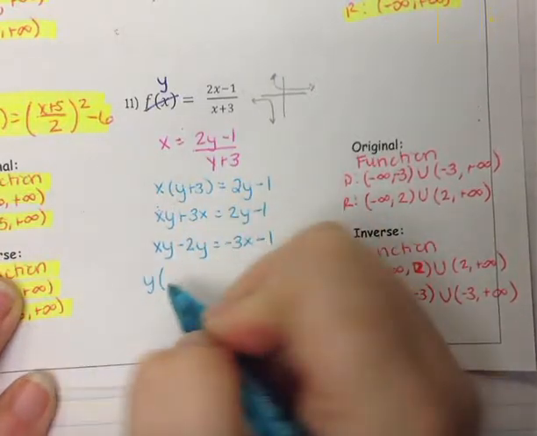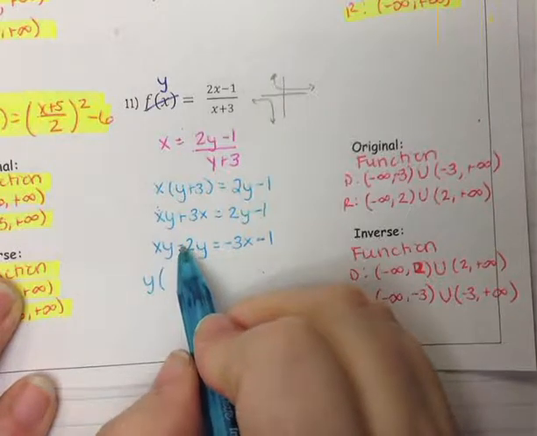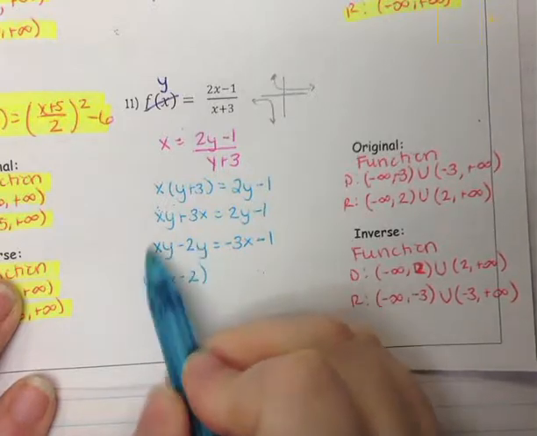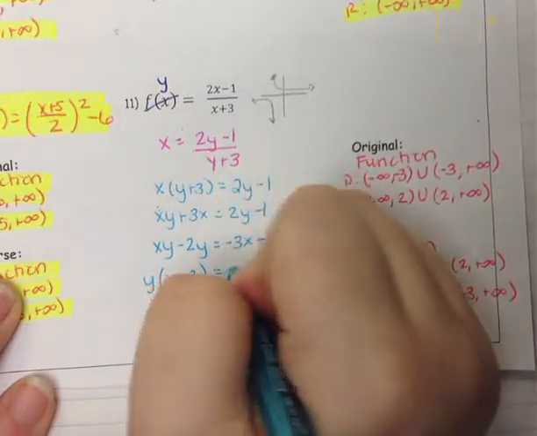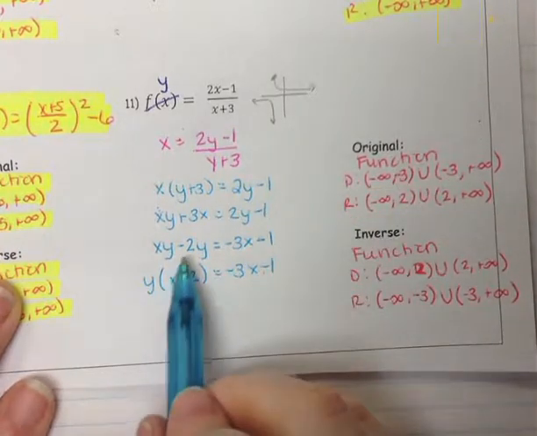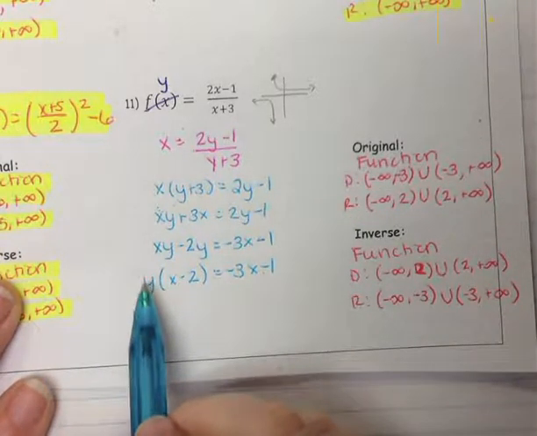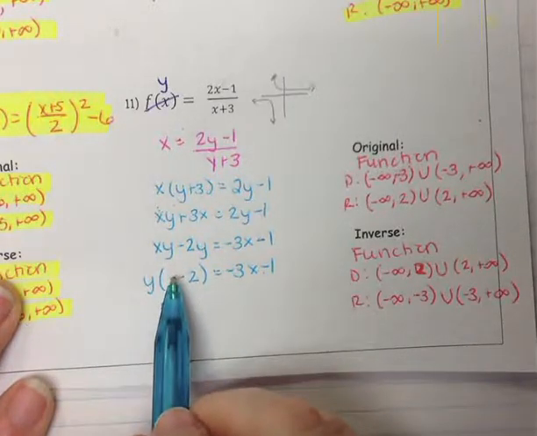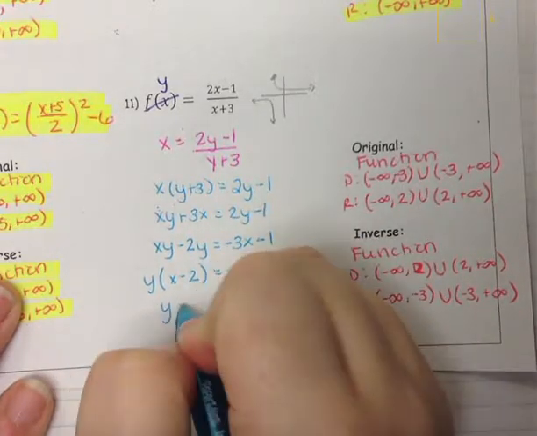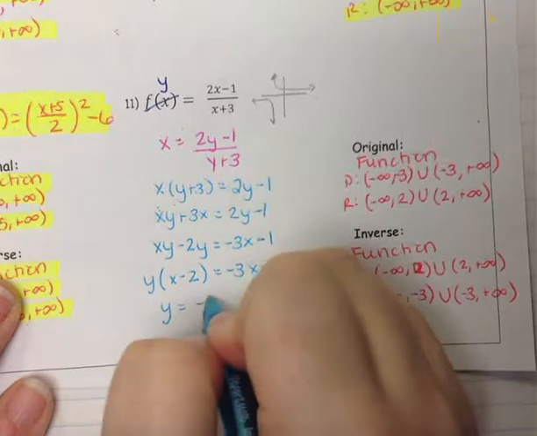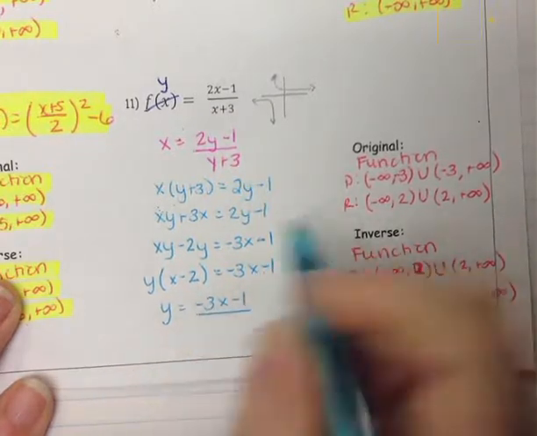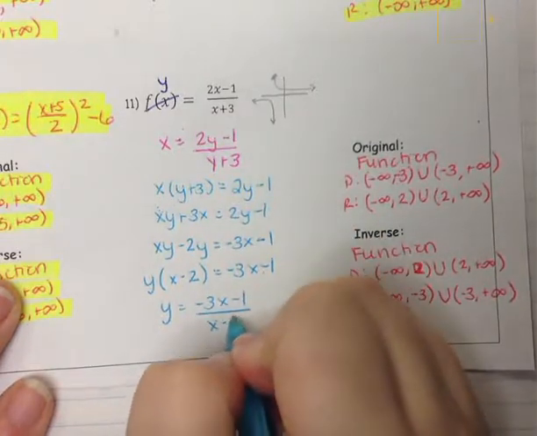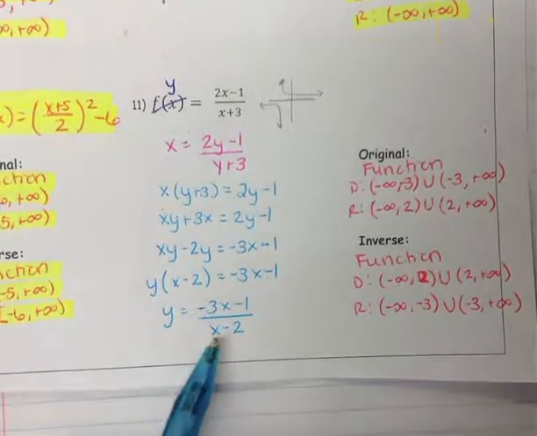We'll have a y on the outside, and then we'll be left with an x minus 2, because again, if I distributed this back, I would come back to this. Is equal to negative 3x minus 1. The reason we did this is because now we actually only have one letter y. So we can just get this y by itself by dividing by this entire set of parentheses. So we'll end up having that y is equal to, this will be our numerator, the negative 3x minus 1, divided by this entire parenthesis set of that x minus 2. Now we actually have our inverse.